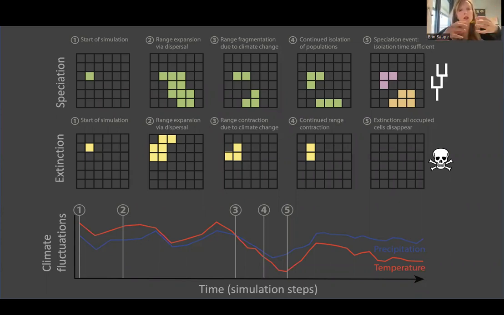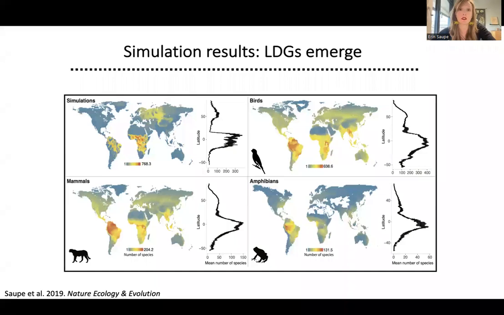And speciation would occur, as I said, through that range fragmentation that was instigated as a result of climate change. And if populations remained isolated for a certain amount of time, then you would see speciation result. And that's being shown here in the top panel. And then extinction would occur if all of the occupied suitable habitat for a species disappeared. So a species wasn't able to find any suitable conditions.